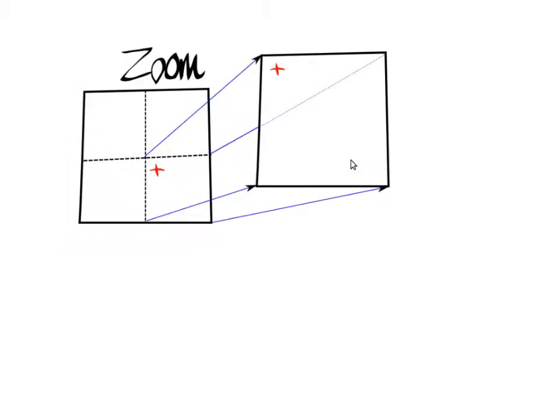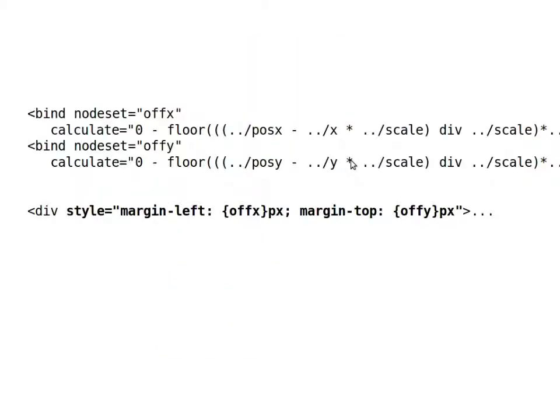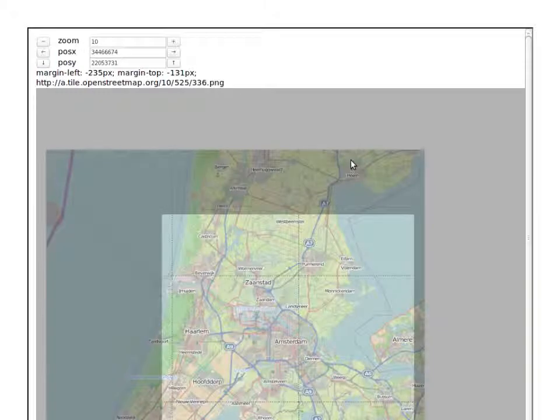This is because, for instance, if the position we're looking at is in the centre of a tile, as we zoom in, it moves to a corner. So we're going to have to fix this, and to ensure that our location is always in the middle of the screen, we're going to make a 3x3 array of tiles with our location in the centre tile, and then make a porthole, and using negative offsets, shift the tiles underneath so that our location is always in the middle. Well, luckily, that's a simple calculation. And here you can see it in action.